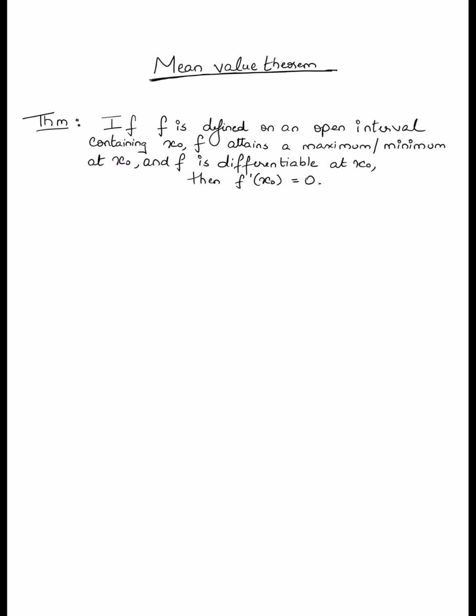At a maximum or a minimum, subject to differentiability, and of course the differentiability at x naught implicitly already assumes that the function is defined on some open interval around x naught. So subject to differentiability, essentially the derivative at a point of maximum or minimum must be 0. That is what the statement says. Okay, so the proof: let's suppose that x naught is a minimum. The argument for maximum wouldn't be too different.